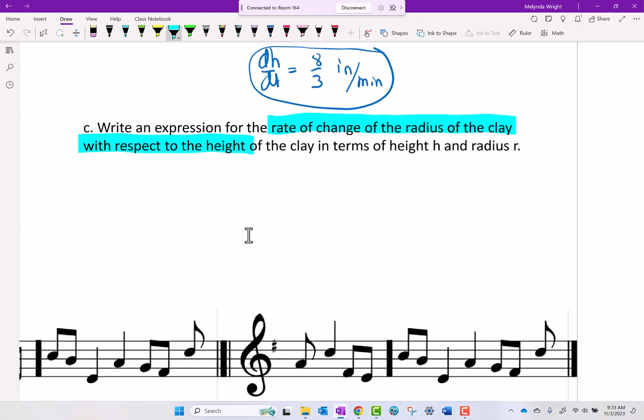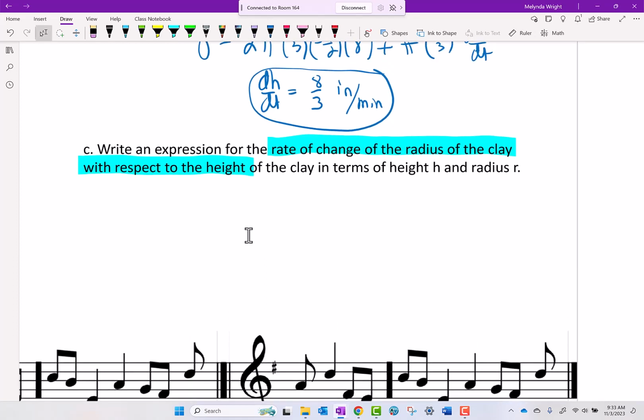That is weird. Because what do we normally do? We're normally with respect to what? Time. We normally do dt, whatever dt. What are they wanting us to do here? They're wanting us to do dr dh, which is just weird. So it would be easy to miss that in the text. The rate of change of the radius of the clay with respect to height. So bizarrely enough, what they want is dr dh, the rate of change of the radius with respect to height.